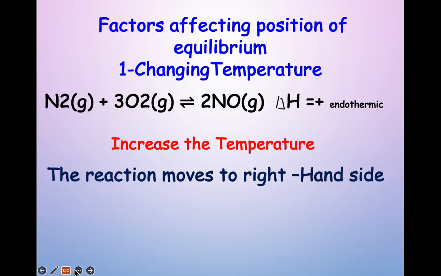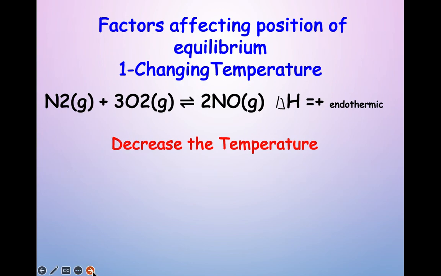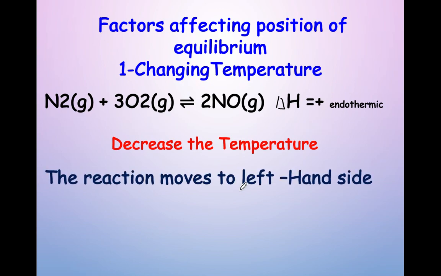And if we decrease the temperature, what will happen? As I told you, here is the high because it takes in heat. It is an endothermic reaction, and here is the low. So if we decrease the temperature, the reaction will move to the left hand side, to the high temperature.